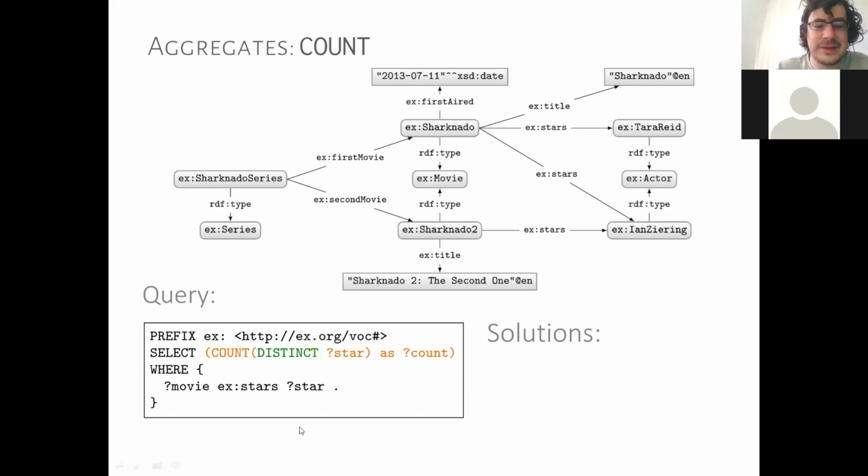So if we want to do a count of distinct elements, we put the distinct inside the count brackets. Count distinct star is count. And this time it will return us 2. So we get 2 this time.